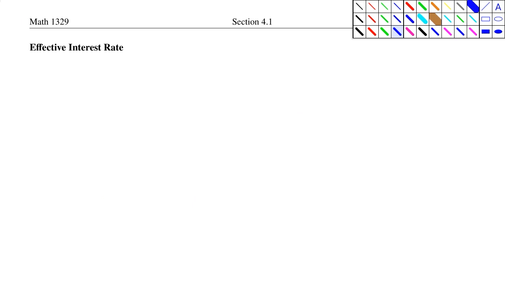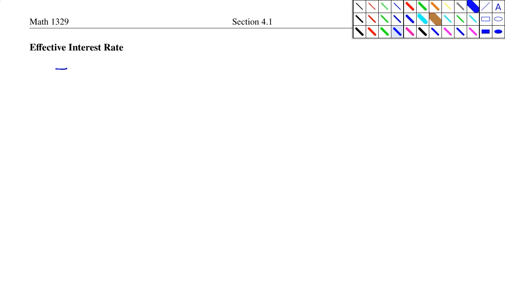Our final topic is effective interest rate. Suppose the bank gives you two options for where you can invest your money. One of them is a certain interest rate with a certain compounding time. Another account has a different interest rate with a different compounding time. How do you know which one is the better investment? And that's where effective interest rate comes in.